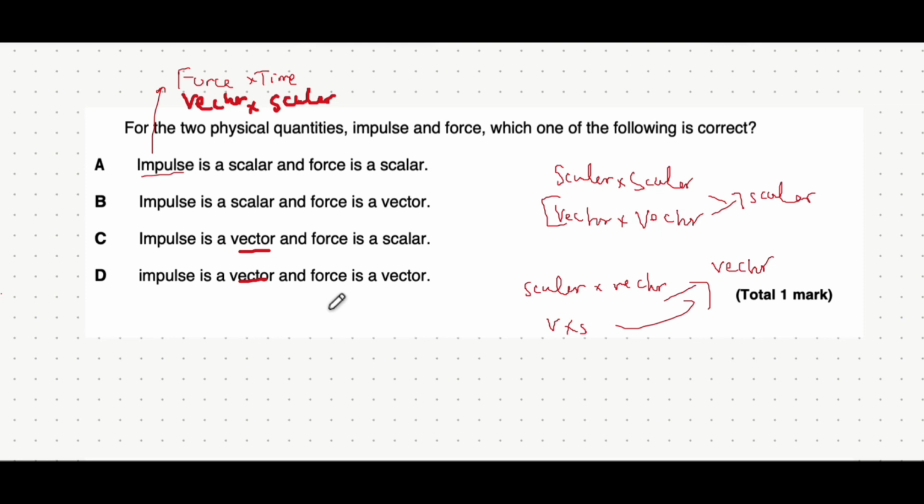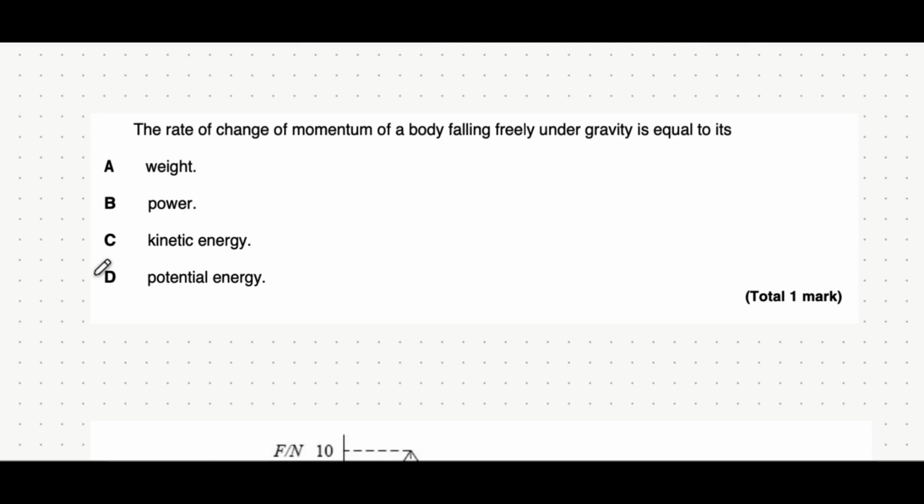Let's now move on to force. Well, an easy equation for force is mass times acceleration. Again, breaking down mass times acceleration, we know mass is a scalar, and you're multiplying it by an acceleration, which is a vector. A scalar times a vector will be a vector, and so force is a vector too, meaning option D is the correct answer for part 1. Moving on to the next question.